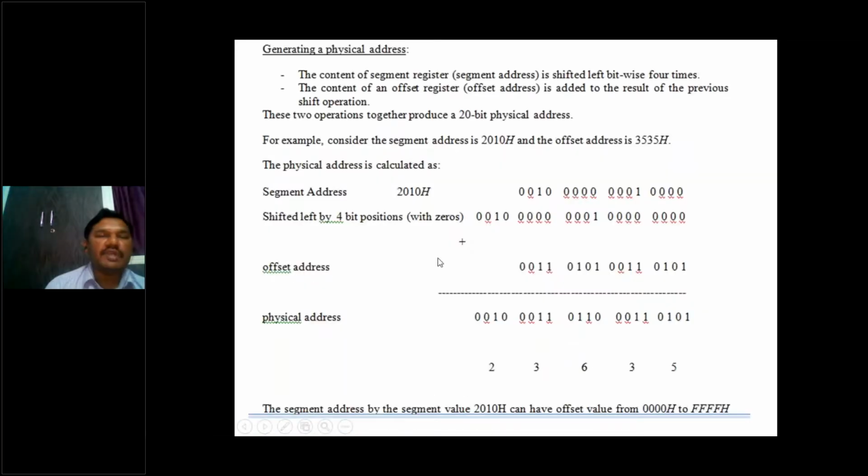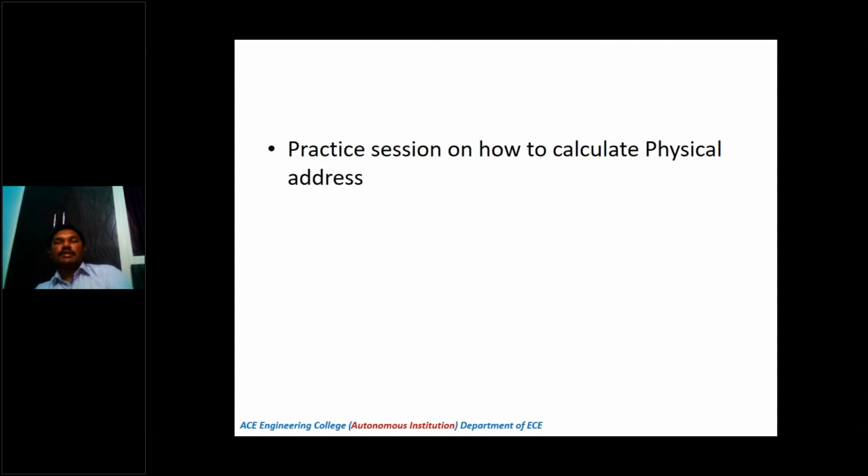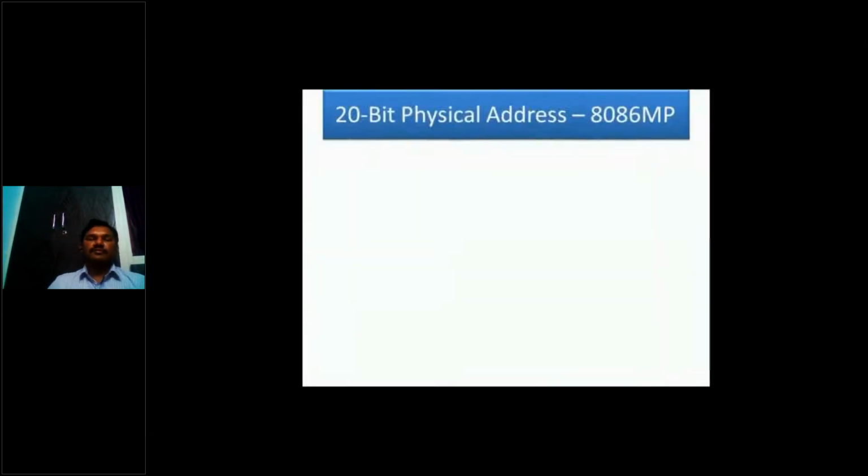For example, the segment address is 2010, shifted by 4 bit positions with zeros. Each digit is shifted over, and we are adding 4 zeros on the right side. Then the offset address is this one. Now add both, and it gives a 5-digit hexadecimal number. 5 hexadecimal digits is nothing but 20 bits of address. Now we will see.